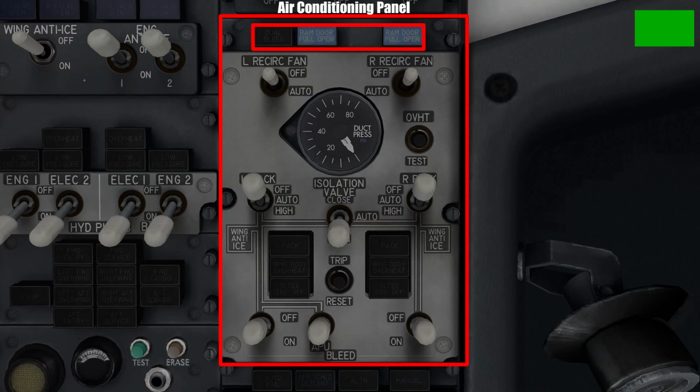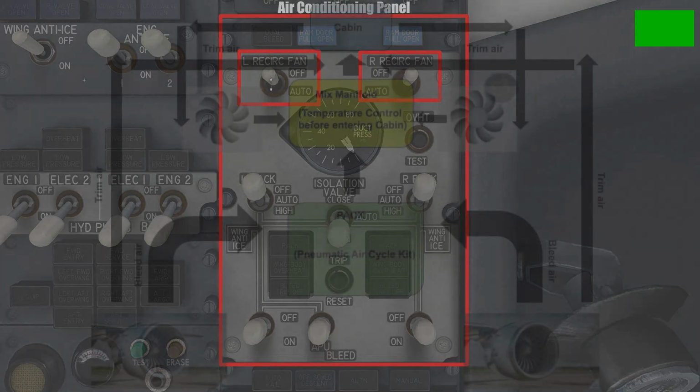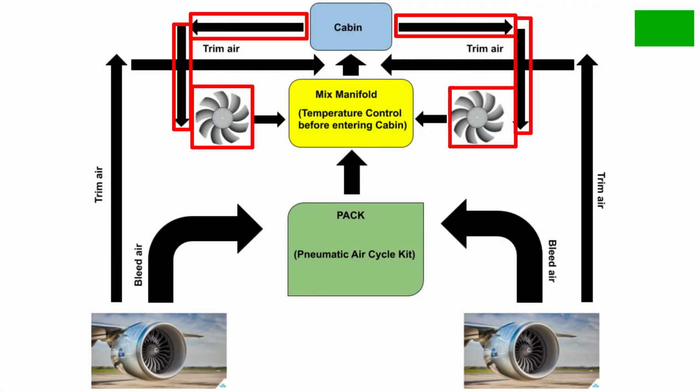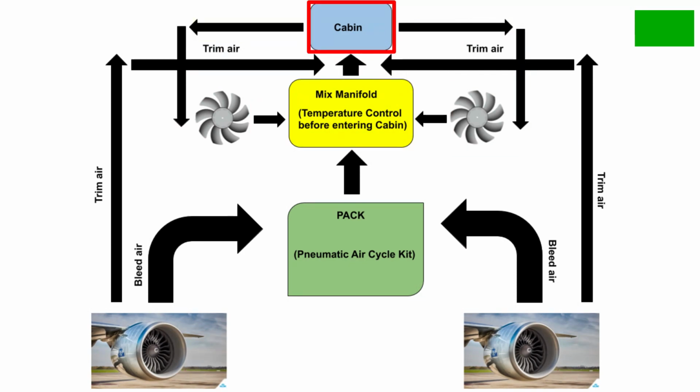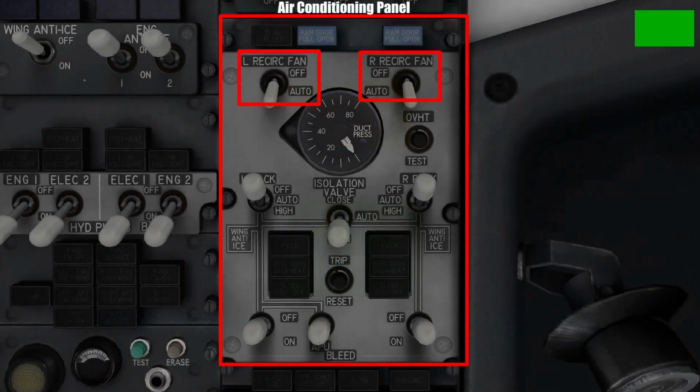Right off the bat, we see 3 lights, which we will come back to in a second. Below these lights, we have the left and right recirculation fans. Now, the purpose of these fans is to take the air already present in the cabin and feed it back into the system to be reintroduced into the cabin. This reduces the need for more bleed air to be produced by the engines, thereby reducing the workload of the air conditioning units in the aircraft.